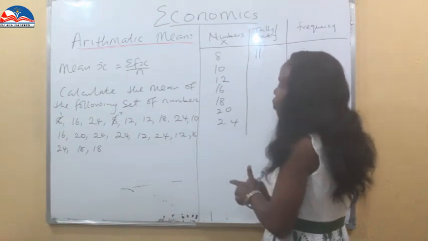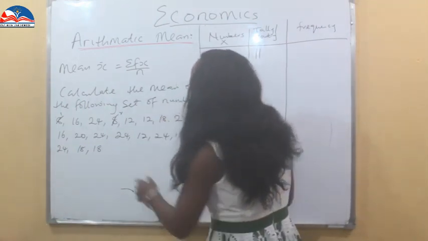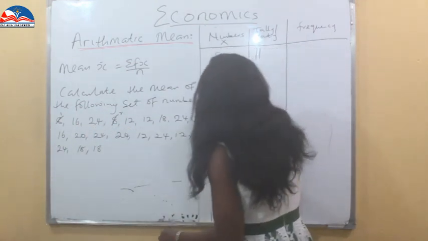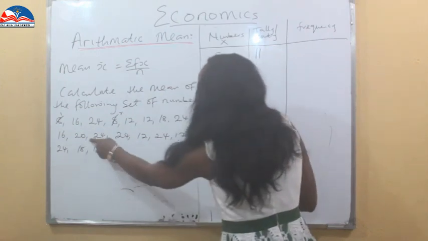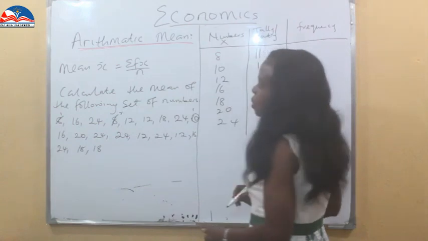Now we'll come again, 10. You look again. How many times did 10 occur? You're looking for 10 and you say 10, okay? 1. You look for 10 again. You did not see any 10. You said, okay, 10 occurred just once.